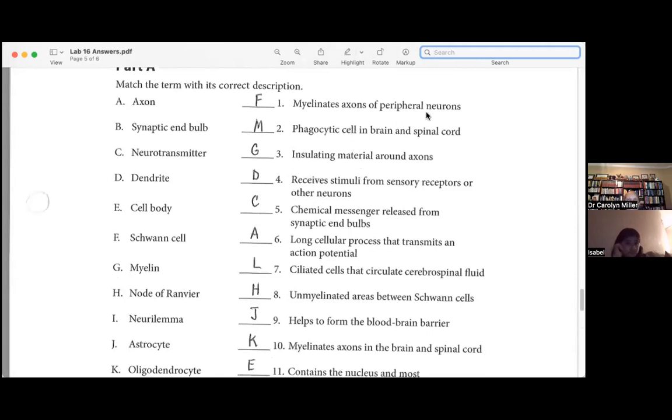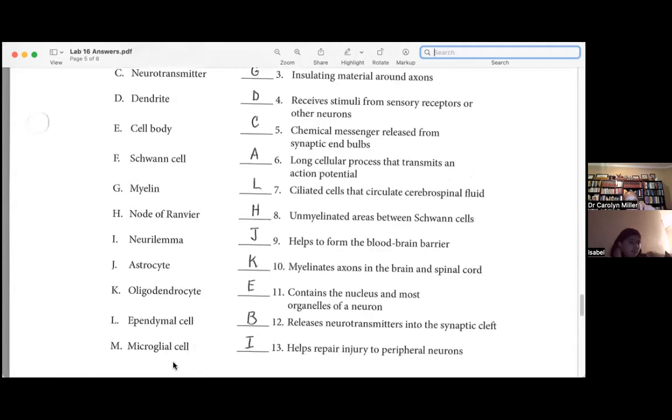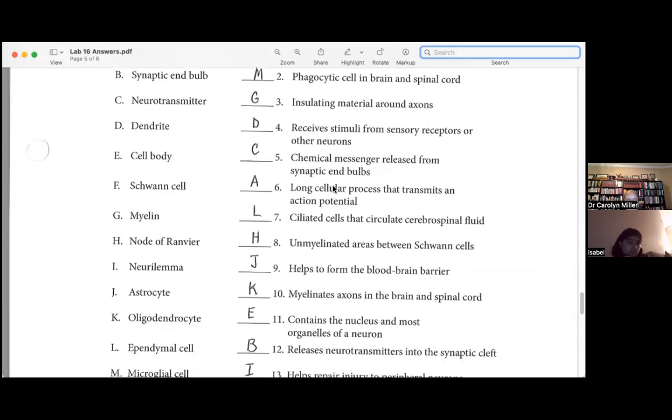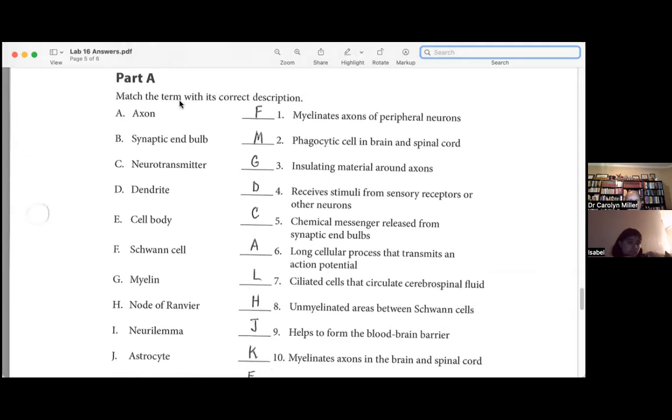Myelinates the axons in the peripheral neurons. That will be the Schwann cells. Phagocytic in the brain and spinal cord is the microglia. Insulating material around axons is the myelin. Receive stimuli from sensory receptors or other neurons, that's your dendrites. Chemical messenger released from the synaptic end bulbs, that's your neurotransmitter. Long cellular processes that transmit an action potential, that's my axon.